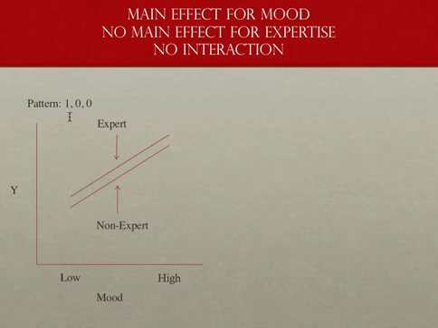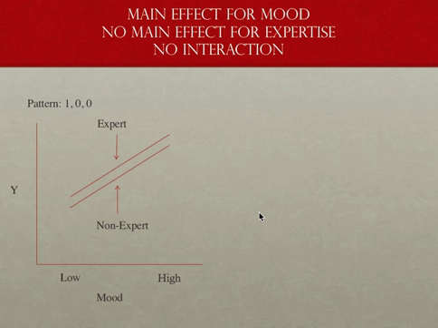This one, there is a main effect for mood. There is no main effect for expertise because, again, I'm showing these to be different, these two lines, the expert and non-expert line, but, you know, statistically speaking, they're the same, and there is no interaction. So how do we interpret that? The people in low mood, their mean is here between these two points. The people for high mood, their mean is here, and therefore this mean is lower than this mean, so there is a main effect of mood.